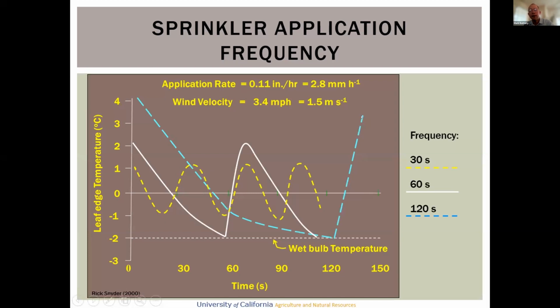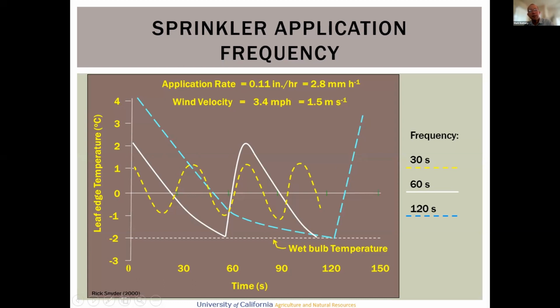The white line represents a sprinkler head that rotates once every 60 seconds, and you can see it also drops down. In this case, both reach this wet bulb temperature, and then it increases here and drops again. And then if there was another pass, it would come up here again. So the key one here, though, is this yellow one, where we have a more frequent rotation, 30 seconds.